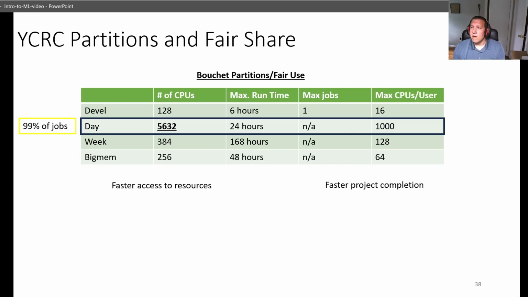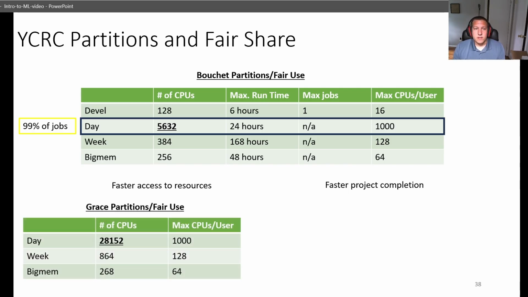To put it another way, you know that every job running on day is going to finish in a day. So even if you're in the queue waiting for your job to start, you know that in under 24 hours, it is more than likely your job is going to start. If you're waiting in the week queue, and there's a queue of people waiting, it could be over 7 days before your job even starts. So sticking to the day partition is really great for research progression.